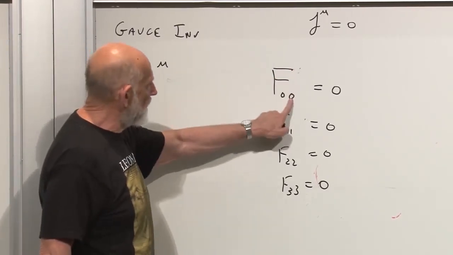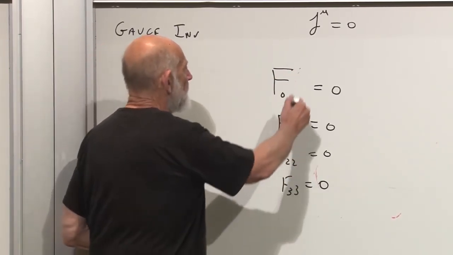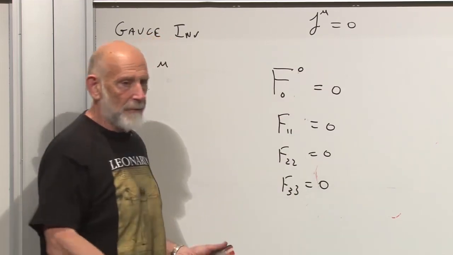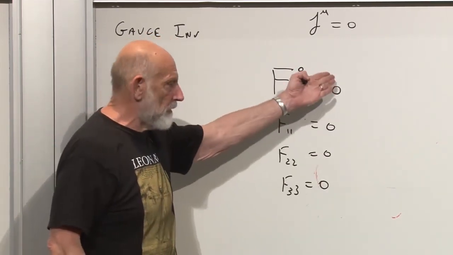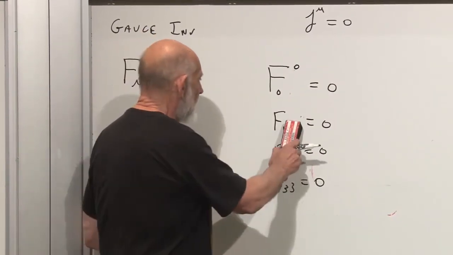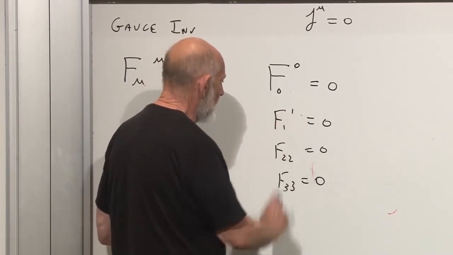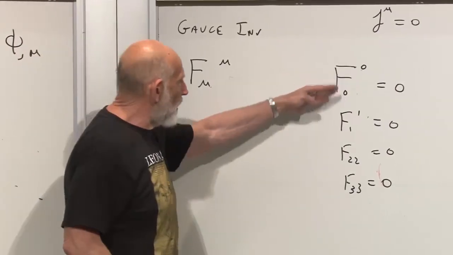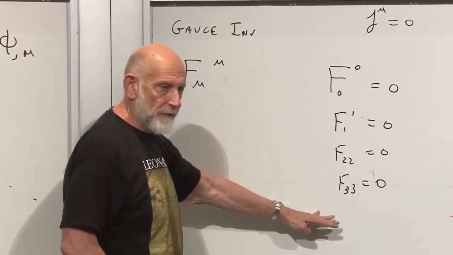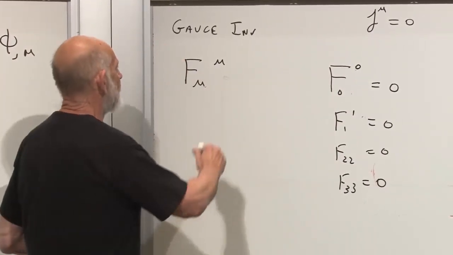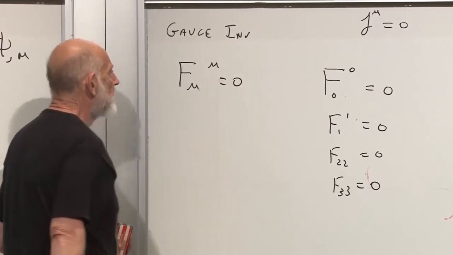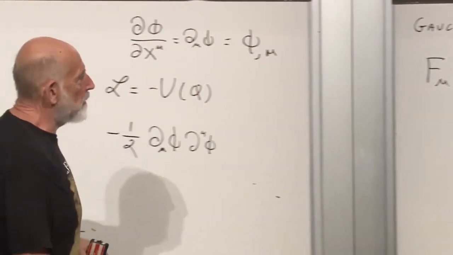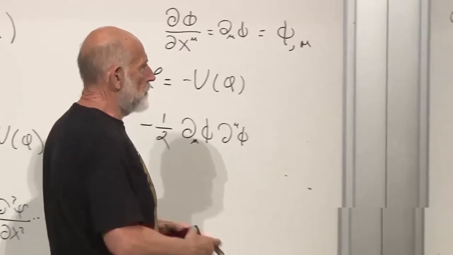Raising this index here, the second index, doesn't change anything. It just changes the sign. But the sign of 0 doesn't change when you change its sign. f11 is 0, and so forth. So taking f mu mu, which means f00 plus f11 plus f22 plus f33, that's just plain 0. Nothing there. So that's not a good scalar to put in the Lagrangian. It's just 0.